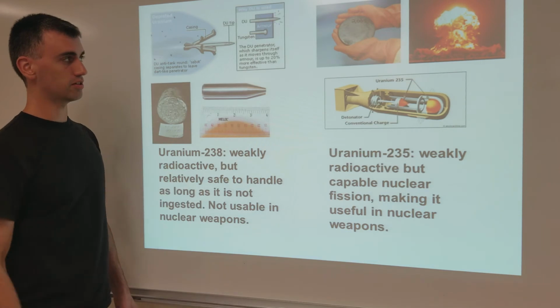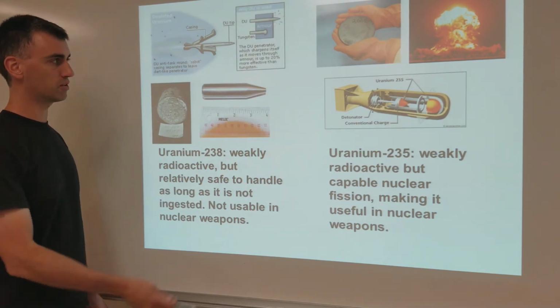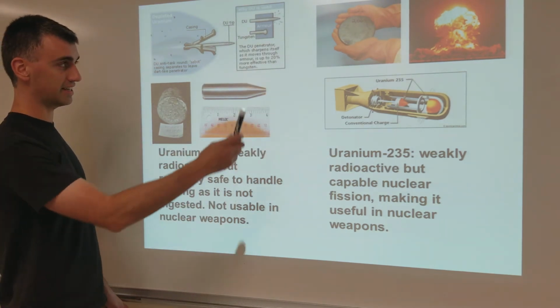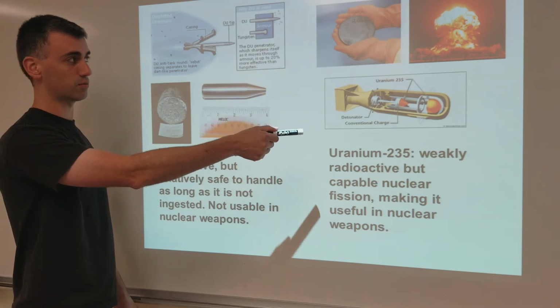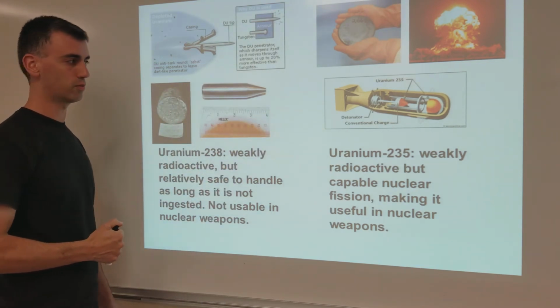Uranium-235 is what's used in nuclear weapons, either as a first stage primer or actually as the entire weapon. So that's like the diagram for the one dropped on Hiroshima right there, because it is capable of splitting its atoms and releasing a lot of energy, whereas uranium-238 atoms cannot be split in the same sort of way.